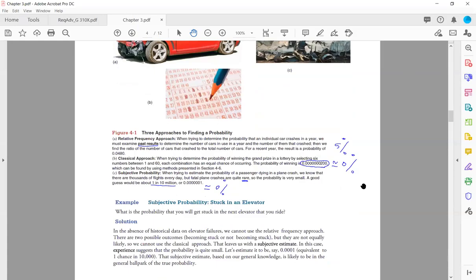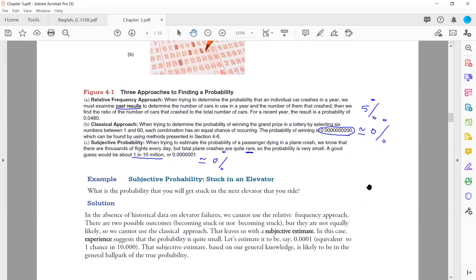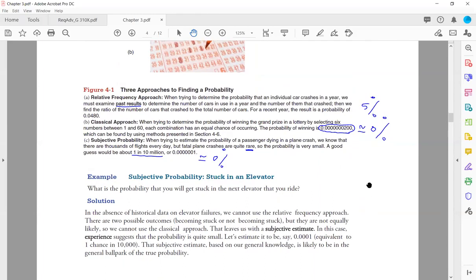For example, what's the probability that you will get stuck in the next elevator that you ride? Okay, so in the absence of historical data on elevator failures, you cannot use a relative frequency approach. There are 2 possible outcomes: becoming actually stuck or not becoming stuck in the elevator, but they are not equally likely. So we cannot use the classical approach. That leaves us with a subjective estimate.